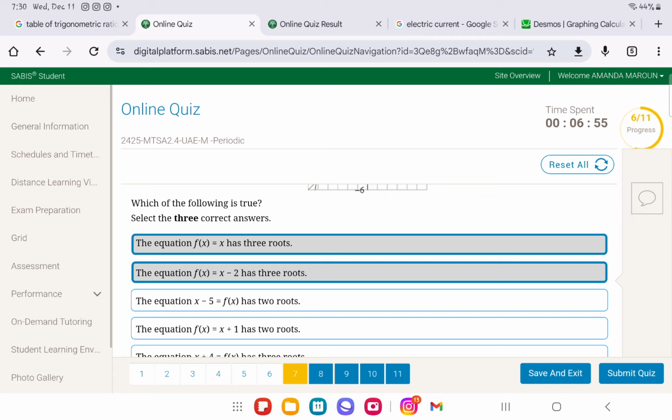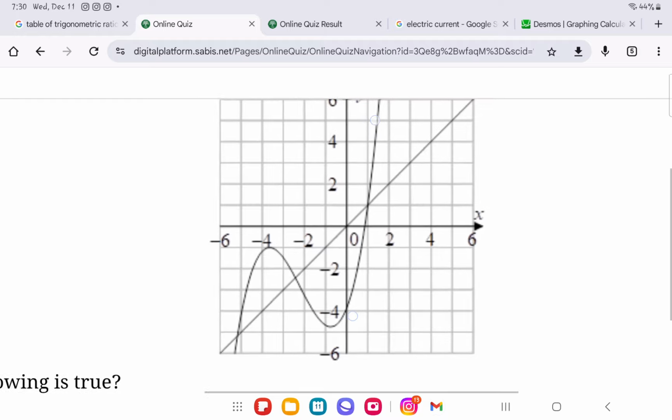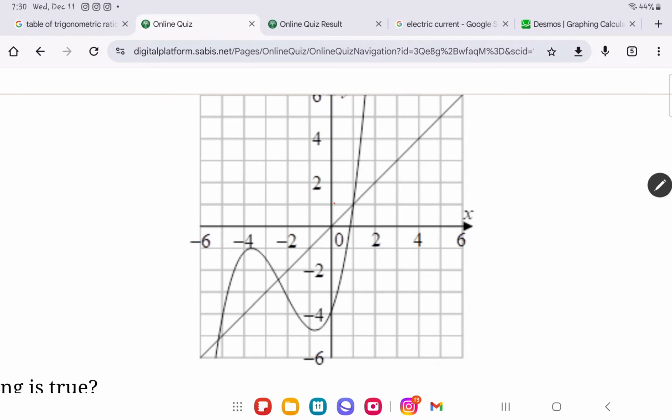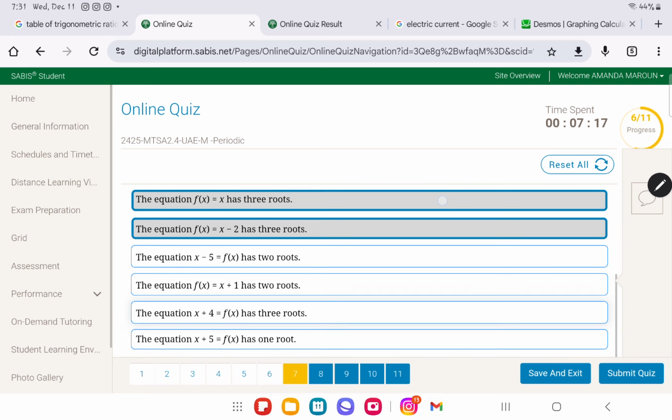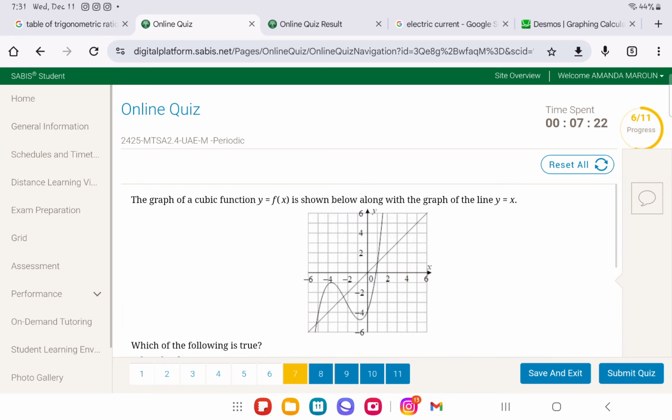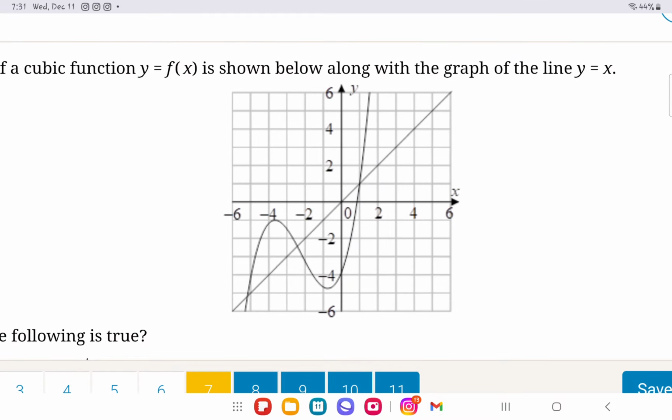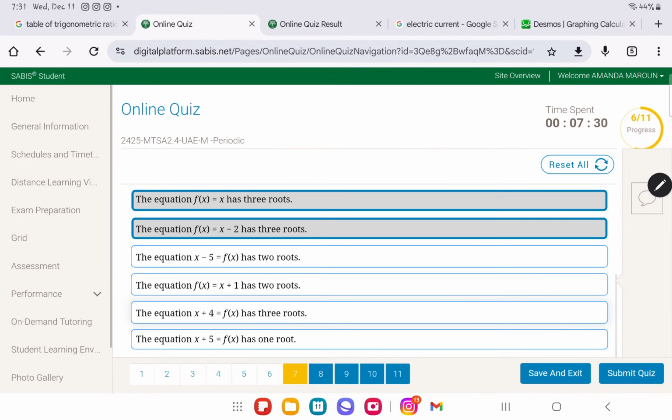Now, if f(x) = x + 1 has 2 roots. So we increase by 1. How many roots does it have? It actually has 3 roots. So to say it has 2 roots is wrong. x + 4 equal to f(x) has 3 roots. So we have to go up to x + 4. Over here, I think it has only 1 root. So to say it has 3 roots is incorrect.